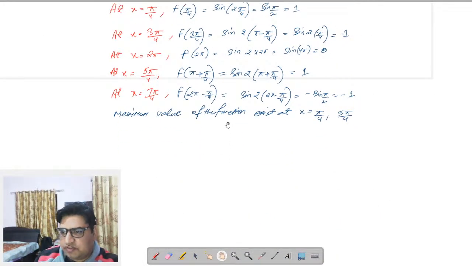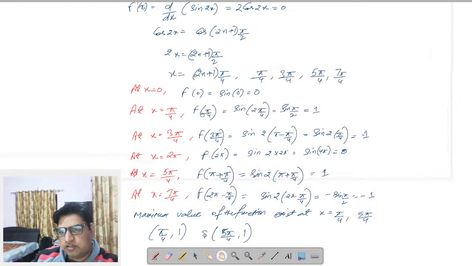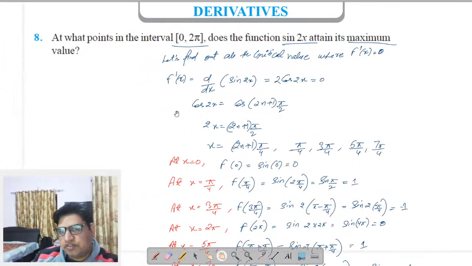So maximum value of the function exists at x is equal to pi by 4, okay, and this point will be, so at pi by 4 it is 1, and 5 pi by 4 it is 1 as well. Okay, so maximum value of the function exists at x is equal to pi by 4 and 5 pi by 4, and the y coordinate at that point will be 1 only, okay. So this is how we can calculate the maximum or minimum value of the function in the given interval.